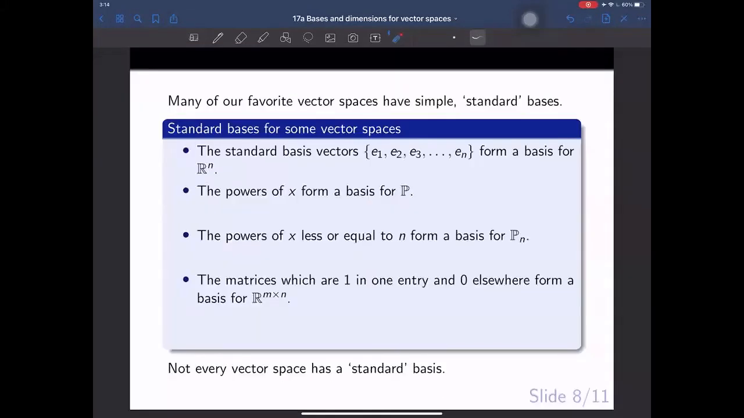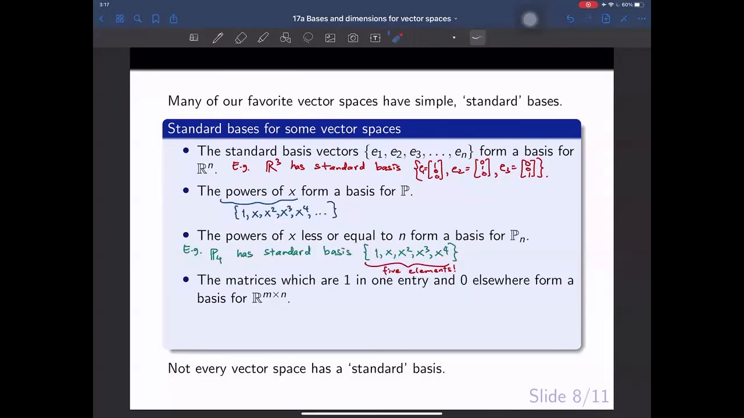In fact, many of our favorite vector spaces have simple standard bases. The standard basis vectors form a basis for R^n. So this is the one that we have been studying for a while. R^3 has these standard basis vectors that form the standard basis for R^3. We just saw in the previous slide the powers of x form a basis for P. And for P_n, for a fixed n, the powers of x less or equal to n also form a basis. For example, for P_4, it has this standard basis with 5 elements because we also count x to the 0.